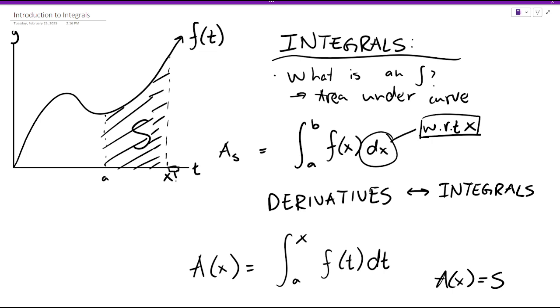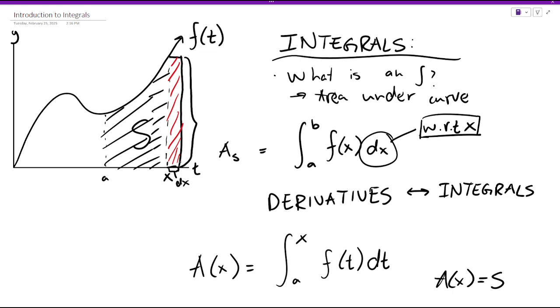So this is our dx. And when you have such a small dx, you can approximate this area as a rectangle, okay? So we have this area that we're adding. Now let's find the area of this rectangle, okay?